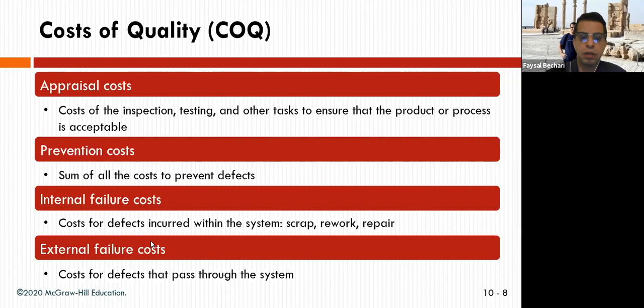And external failure cost is for the defects that pass through the system. If it's defective, comes to the customer and they find it defective, it will make a bad impression on them, or it might not be purchased at the price that you are asking for. So these are all the total cost of quality. You need to look at all of these in order to estimate how much you're willing to put in to have a better quality product.